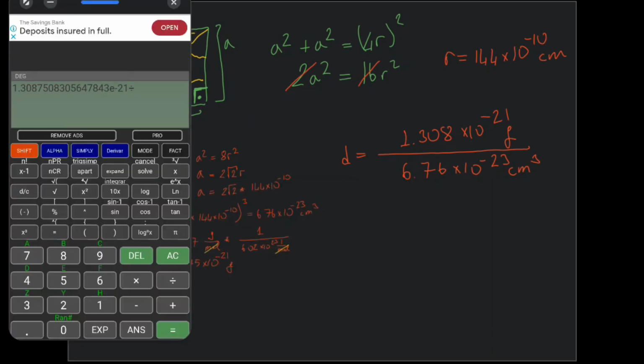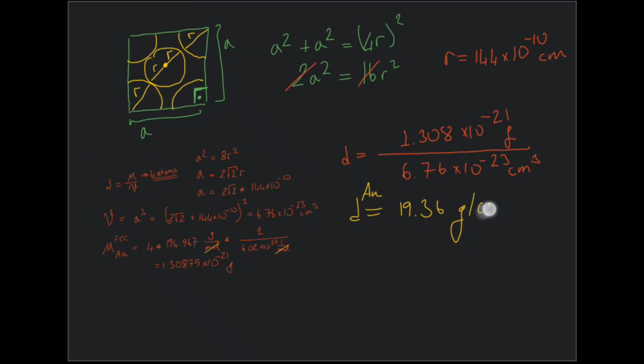This is over 6.76 times 10 to the minus 23, which is equal to this number, and the unit is gram per centimeter cubed.